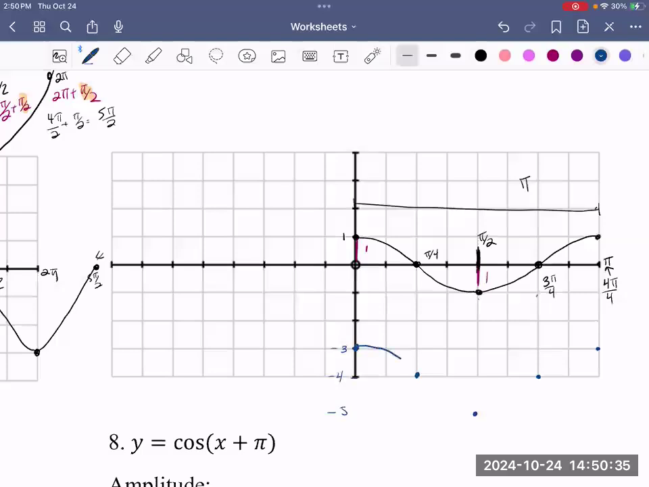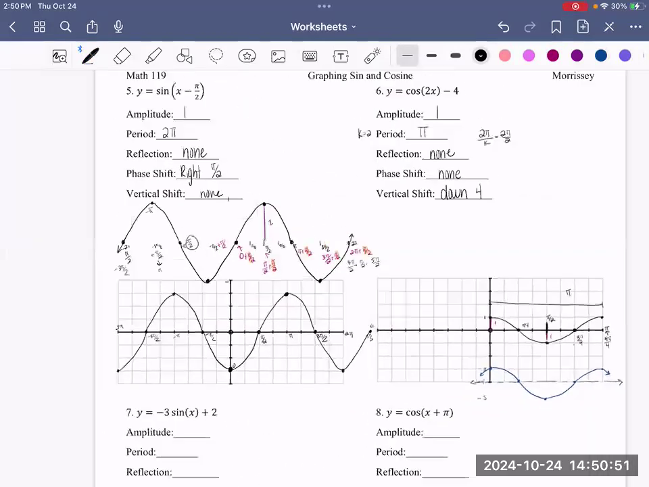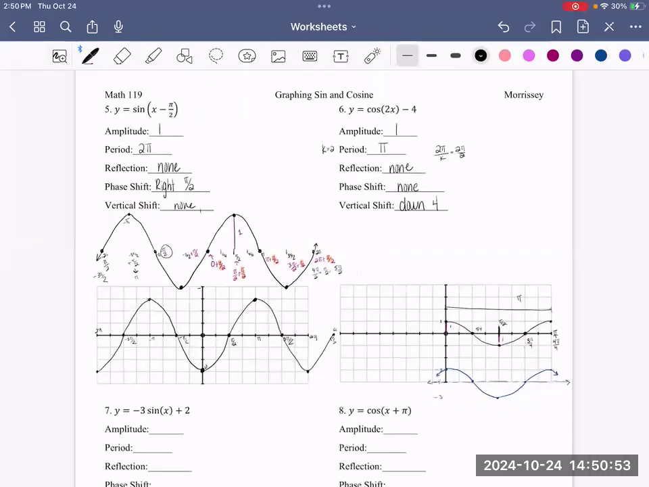I want to connect my dots. And here you go. Again, I want to make a pseudo x-axis to say this was where my zeros were occurring. And there you go. There is our cosine graph. And again, we're just going to be graphing one full revolution.